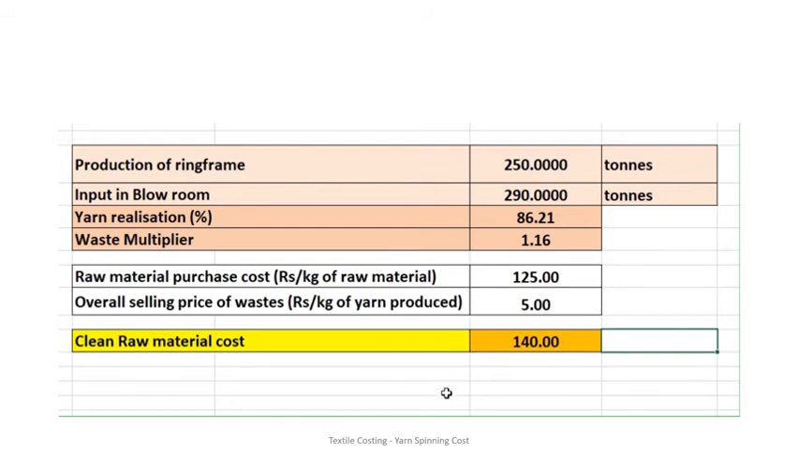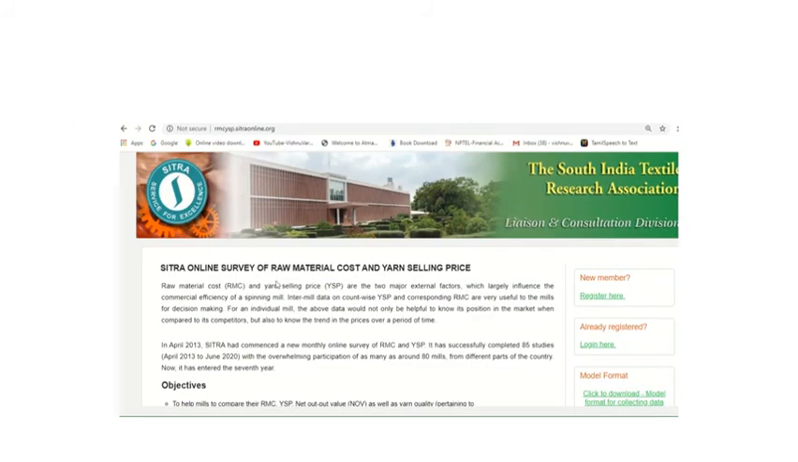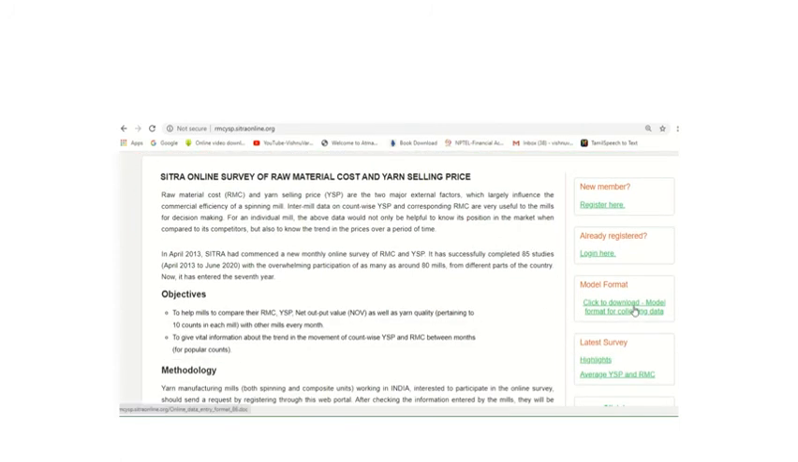And the YSP is yarn selling price, and NOV is your net output value. You can see the Citra website. They usually conduct online surveys for raw material cost. The raw material cost mentioned here is the clean raw material cost, and YSP is the yarn selling price. So they usually give a format. Let us look into the model format.